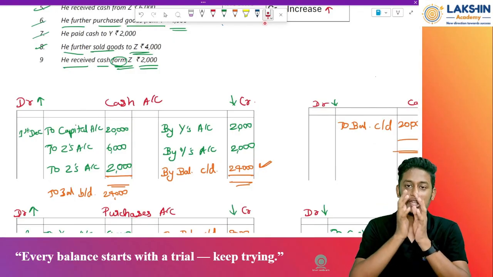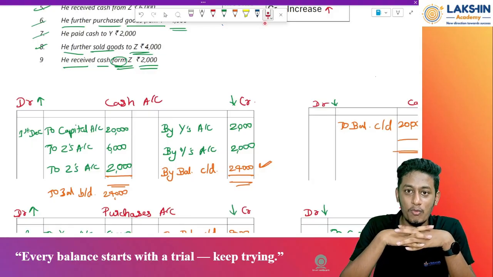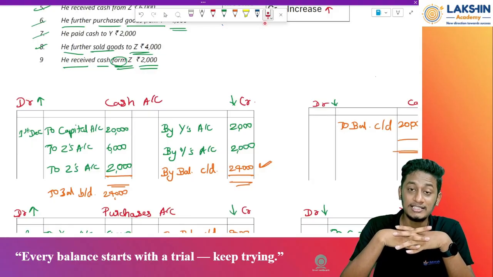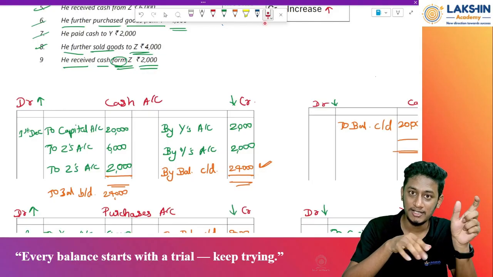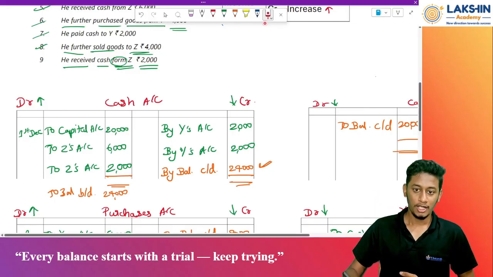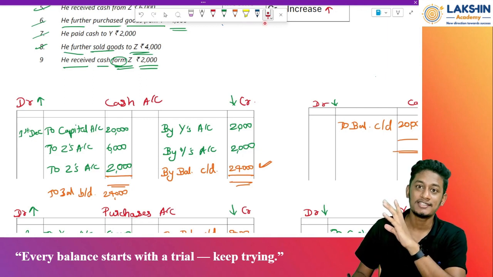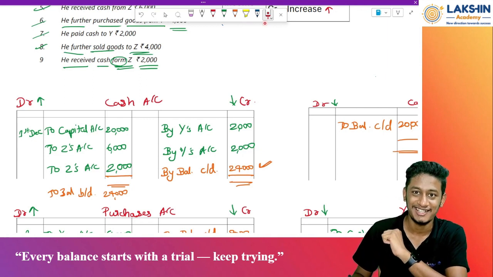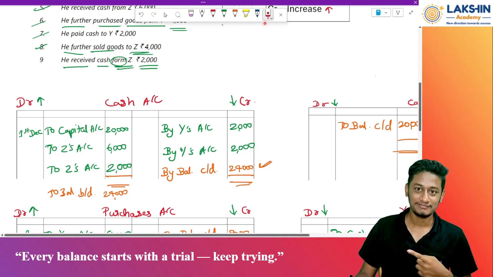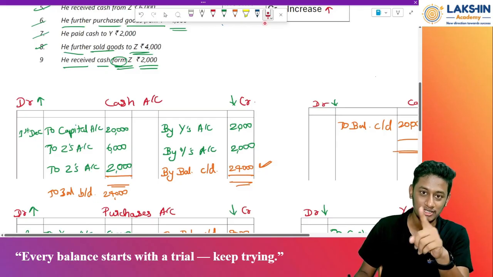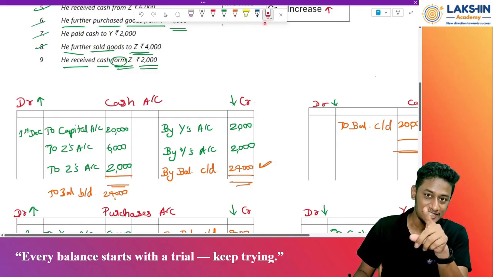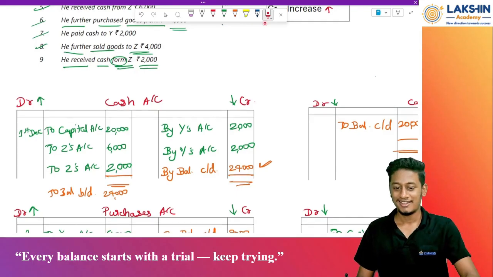So what is the moral of the story? That once I prepare the trial balance, debit should be equal to credit. So what does this mean? That whatever errors you make, you can go back and check what that error was. Clear? I had intentionally made the mistake. It was not a mistake. It was an intentional mistake. Okay, fine.